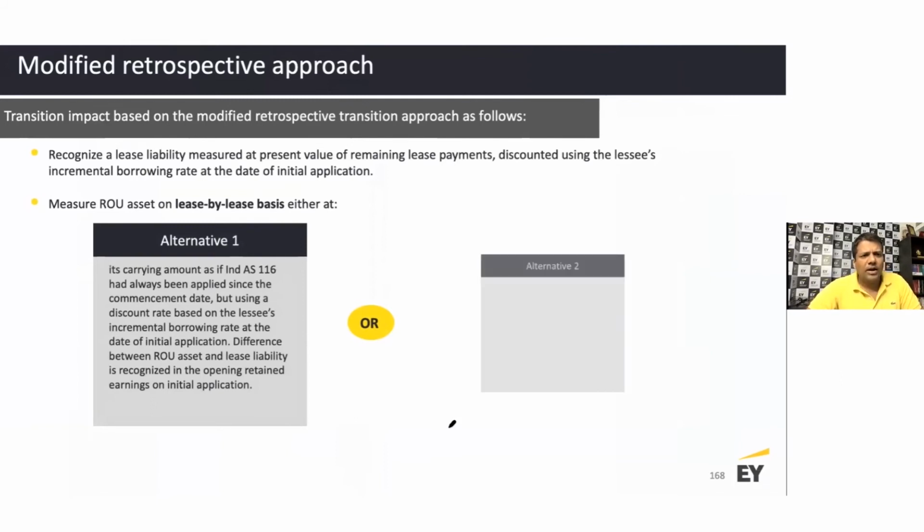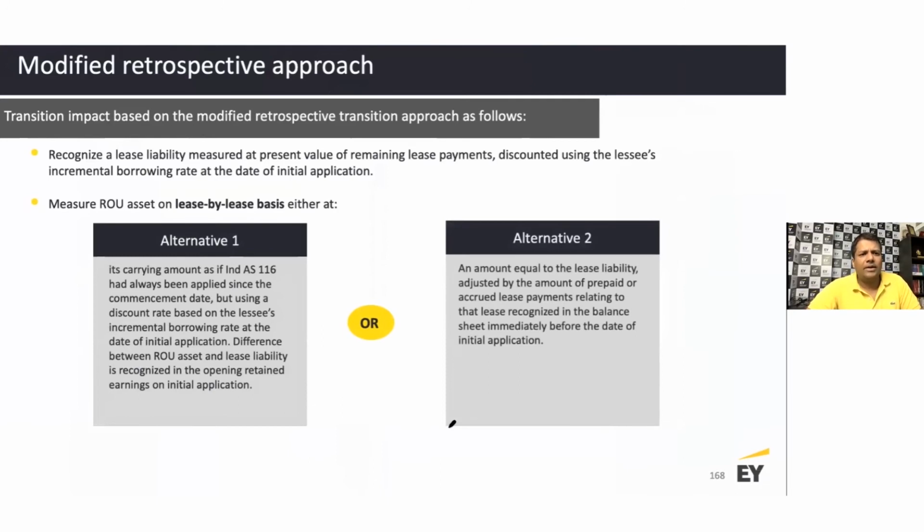And what do you do? You look at the carrying amount as if Ind AS 116 had always been applied, since the commencement date, but using a discount rate based on the lessee's incremental borrowing rate at the date of initial application. So here you get a benefit of the discount rate. As if you had always applied this.